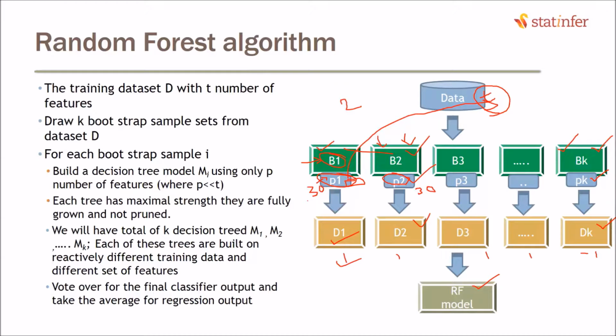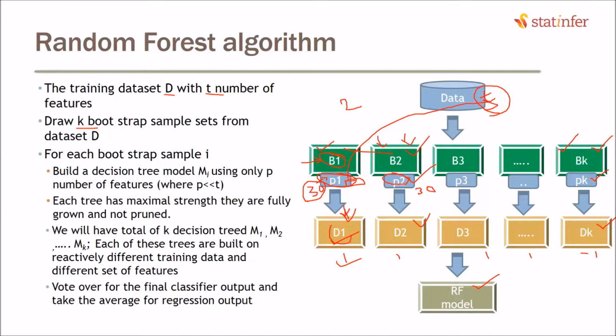So once again, the algorithm: training data set D with T number of features, draw K sets of bootstrap samples. For each bootstrap sample I, build a decision tree model MI using only P number of features, where P is much less than T. Each tree has maximal length and is fully grown, not pruned. Each tree is overgrown, because anyway we are taking fewer features. There is no problem of overfitting, because instead of taking all the variables, we are taking a subset of variables, so we can grow the tree as much as we can.